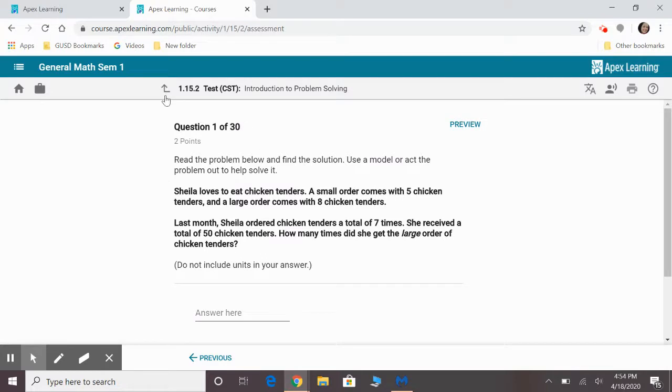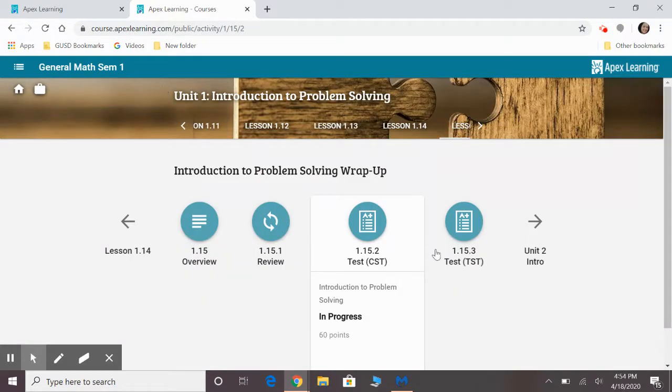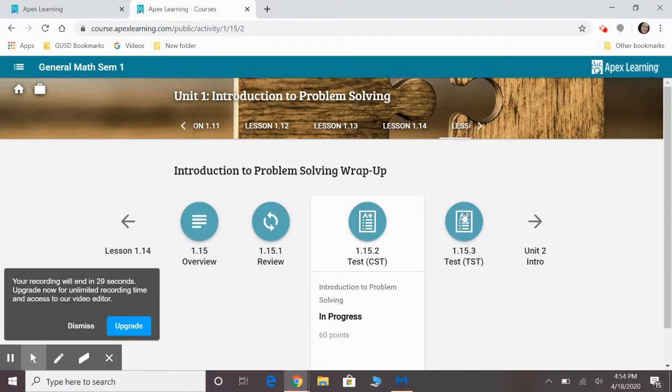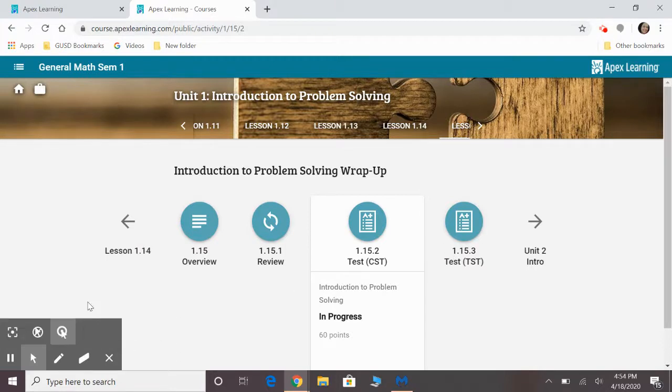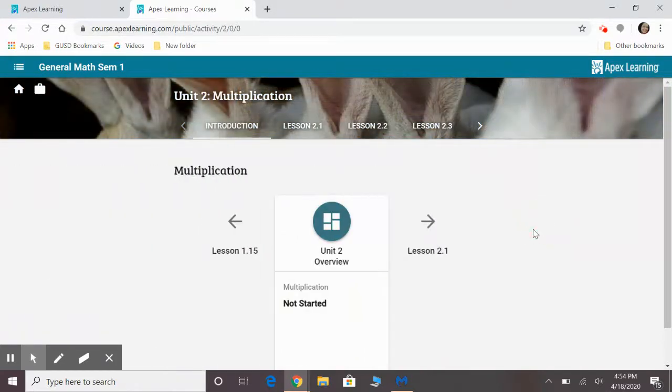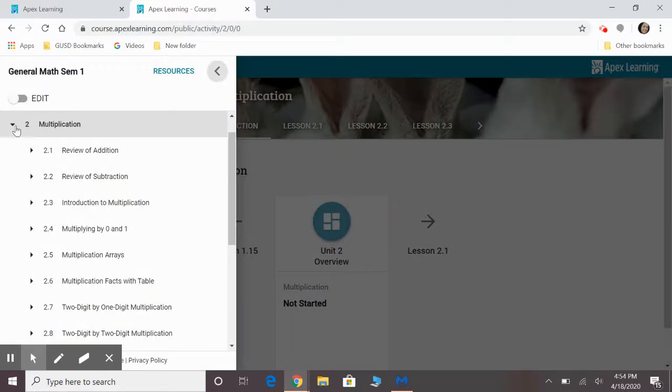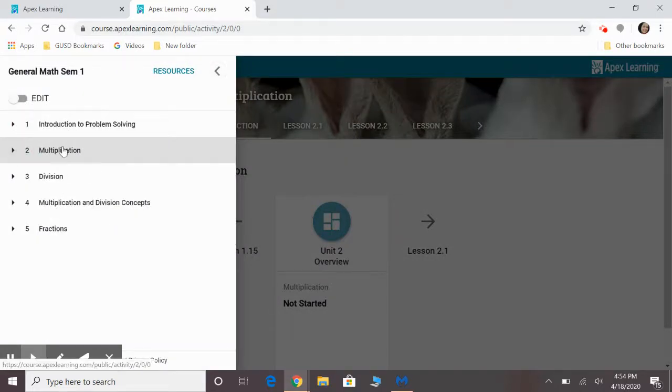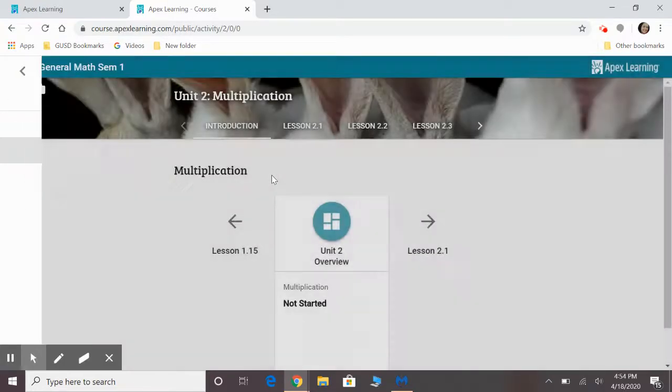Again, I said before, you don't have to take the TST, which is listed here. That's, again, the teacher scored test. Only the CST is required. And once you do that, you will be finished with the unit and you can move on to unit 2, which is multiplication. Again, if you'd like to know what the units are, they're listed here under the side panel, so you can see what's coming up in the next units.